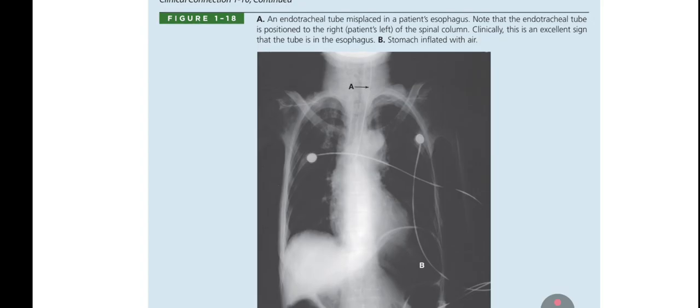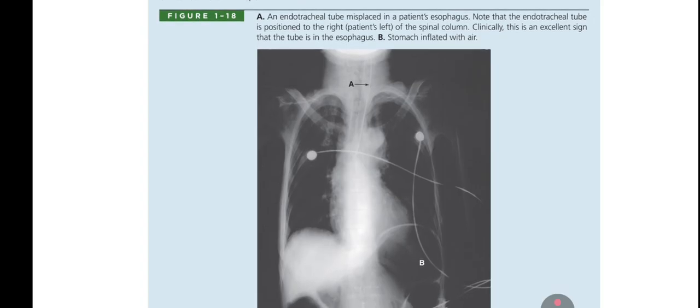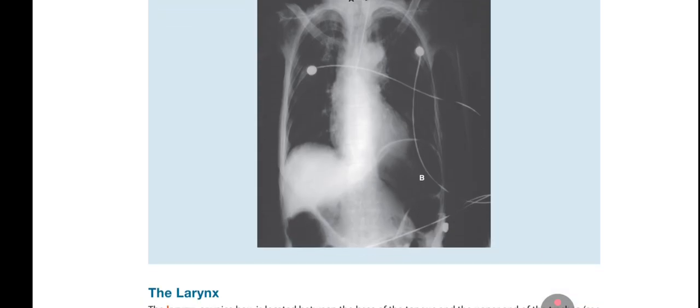Here we also have a situation where an endotracheal tube is misplaced, and instead of going to the trachea, it's inserted into the esophagus, which is not good because the stomach is inflated instead of the lungs, which need the air. When that happens, as you can see, an X-ray was provided.